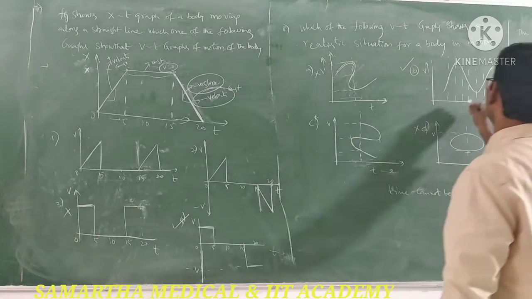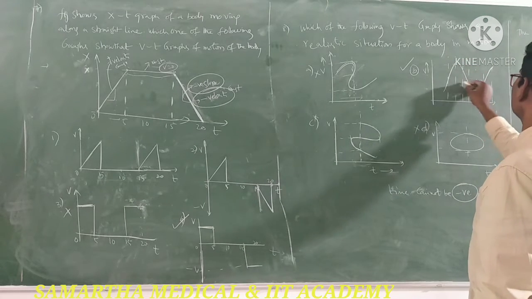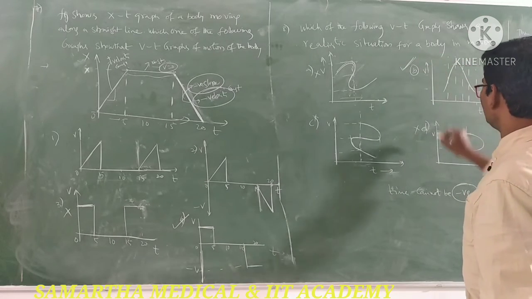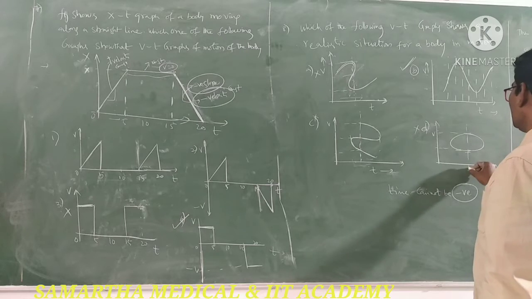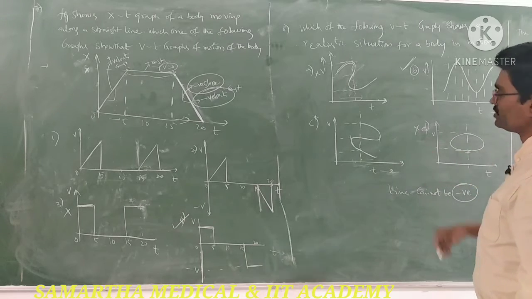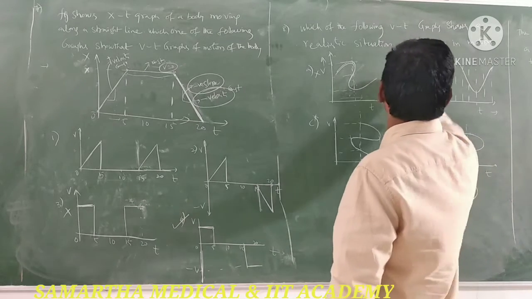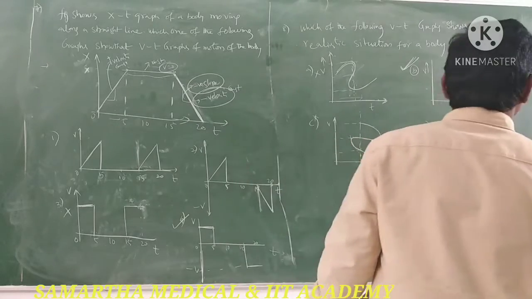This is not possible. Here, different velocities at different instants, so this is possible. Here, different velocities at the same instant you are finding, so this is also not possible. So the answer is B. Next, go to another question.